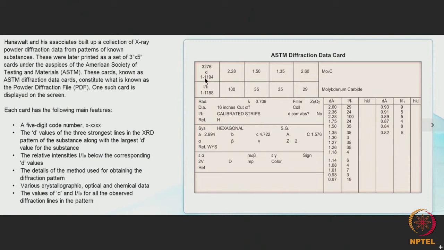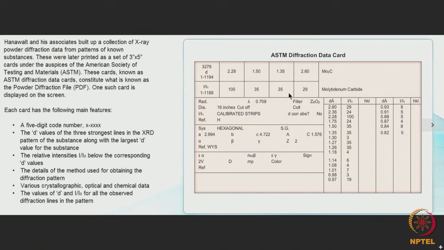There is a 5-digit number for each card, then the D values of the 3 strongest lines in the XRD pattern of the substance, along with their relative intensities. Say for example, in this case the 3 strongest lines have D values of 2.28 angstrom, 1.50 angstrom, 1.35 angstrom, and the corresponding relative intensities are 100, 35 and 35.